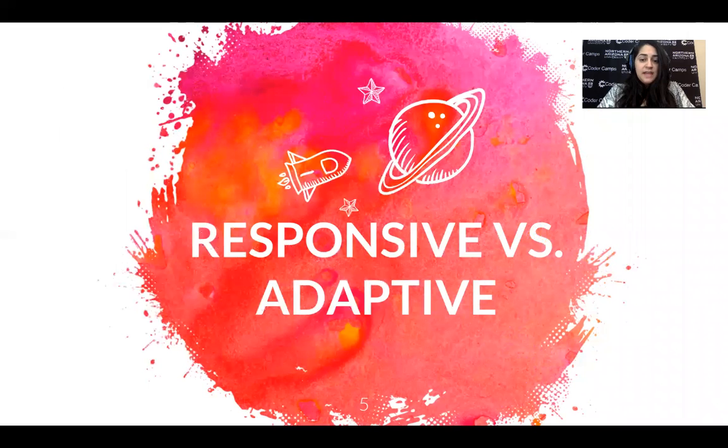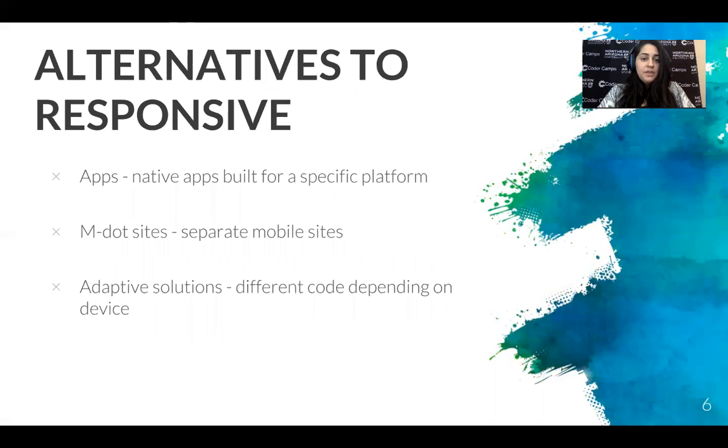Responsive versus adaptive. So there is a difference between the two. The alternatives to responsive are native apps built for a specific platform, M.dot sites, which are mobile sites, and adaptive solutions, which involve different code depending on the device. So it's not one hunk of code that's responding, it is different codes adapting to whatever device it's on.